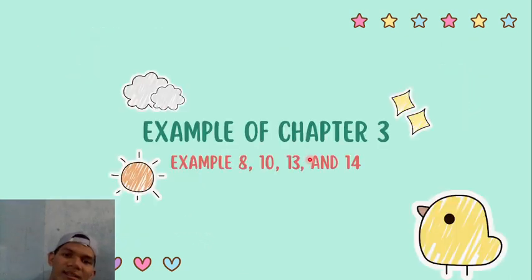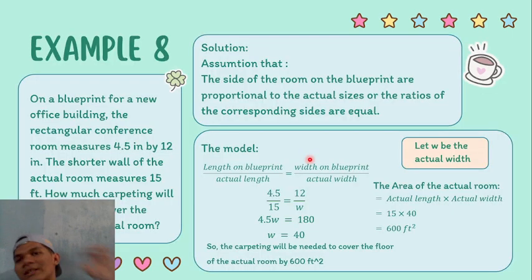Next is example 8 of chapter 3. On a blueprint for a new office building, the rectangular conference room measures 4.5 inches by 12 inches. The shorter wall of the actual room measures 15 feet. How much carpeting will be needed to cover the floor of the actual room?